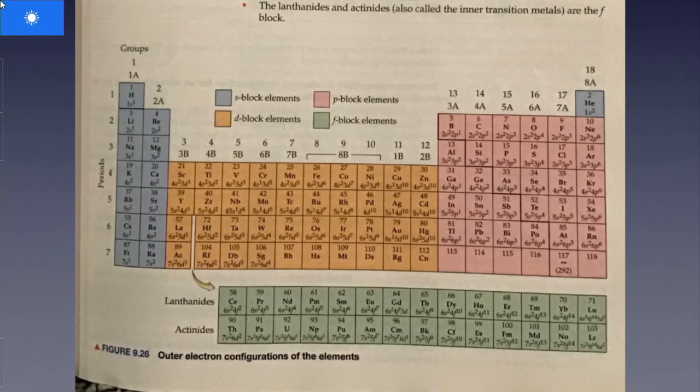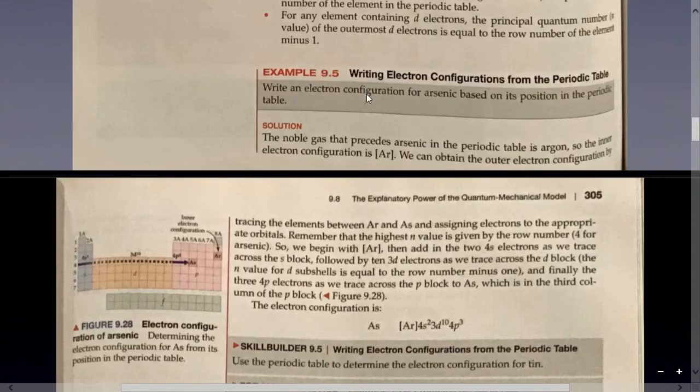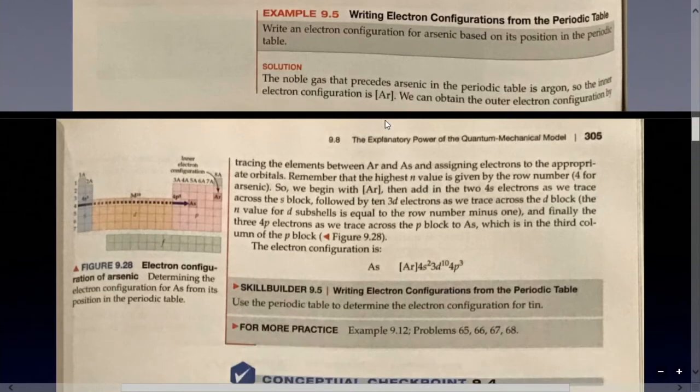All right. Let's look at this example here, 9.5. It says, write an electron configuration for arsenic based on its position in the periodic table. Now, if I asked you to do that, I really wouldn't know at home how you filled that, if you used the periodic table or not. You could use whatever tool you want: the Aufbau diagram, the orbital filling diagram, or a periodic table. And if I tell you you can do it in an abbreviated form, then you can. And that's what they've done here.